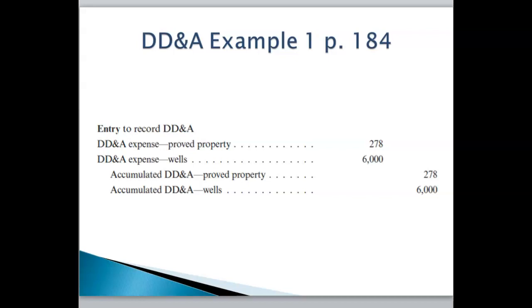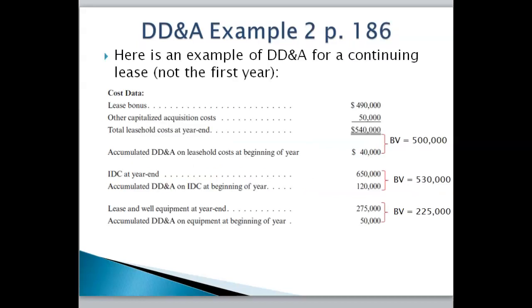Now we're going to look at another example for a continuing lease. So this will be not the first year. So for our cost data, we have our lease bonus of $490,000. We have other capitalized acquisition costs of $50,000. So total leasehold costs at year end are $540,000. So if we subtract the accumulated DD&A at the beginning of the year, we're going to get a book value of $500,000.